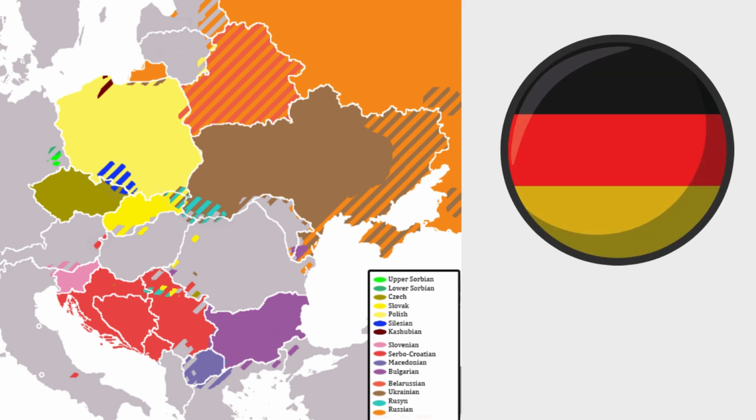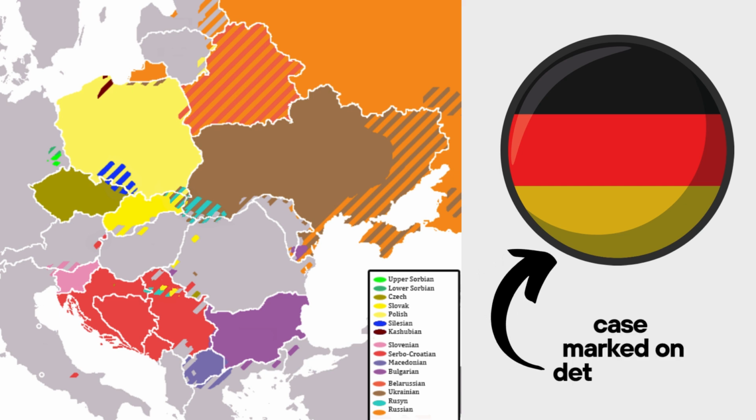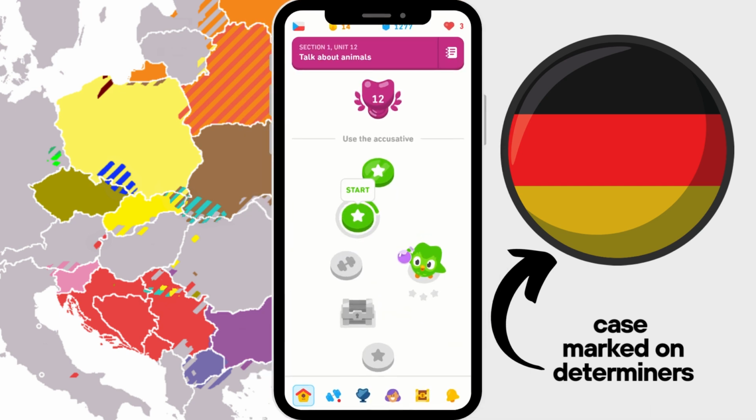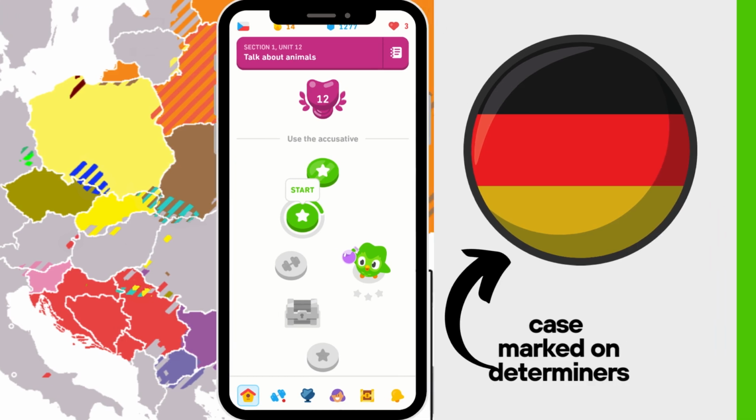I've also studied German, which has case, although in German it's marked on the determiner instead of the noun. So when Duolingo started giving me sentences with accusative case, I was able to identify it pretty quickly, even before I got to the unit actually titled Use the Accusative.